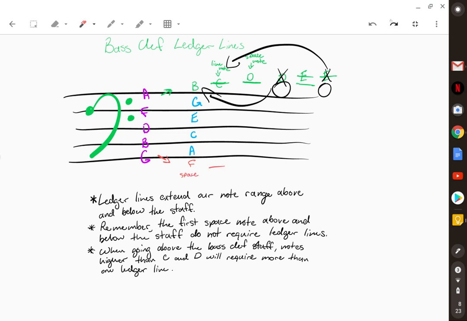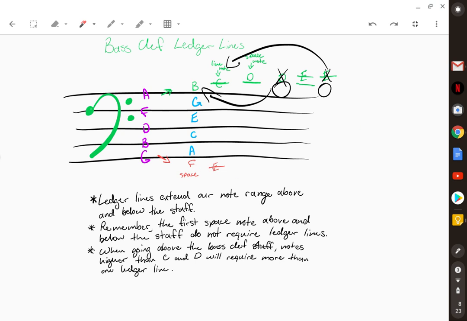All right, now we're going to go down to our notes that go below the staff. You have to remember that whenever we're going down, we're going backwards in the alphabet. So before G comes F. And this is a space note again, and this is the first one, so it doesn't need a ledger line underneath it. If we keep going below F, we're going to need a ledger line. And before F in the alphabet comes E.